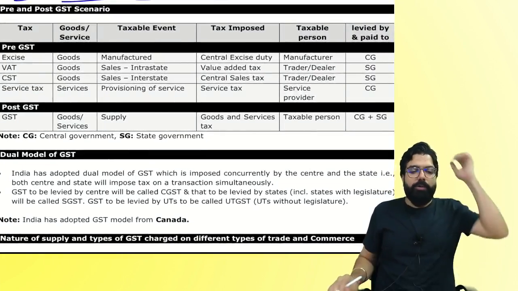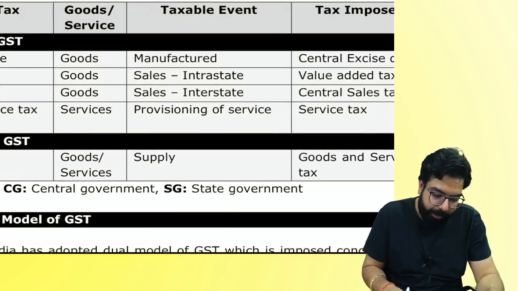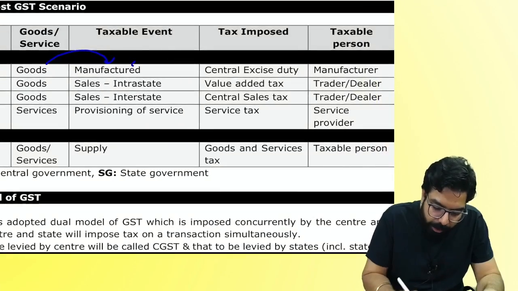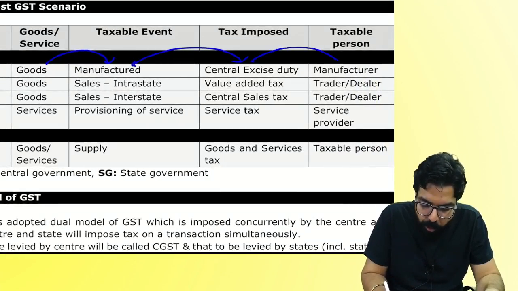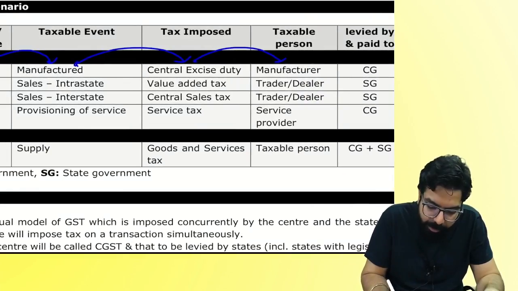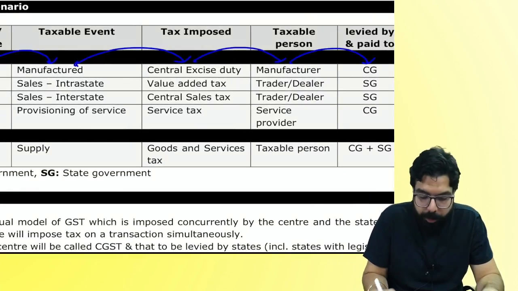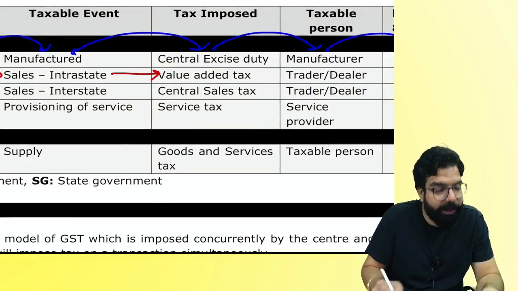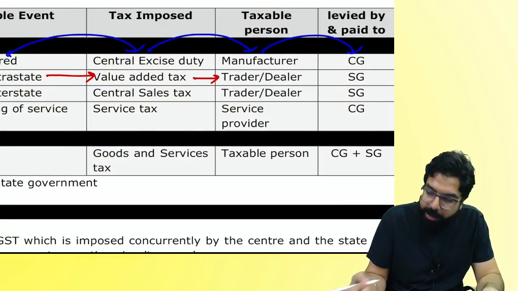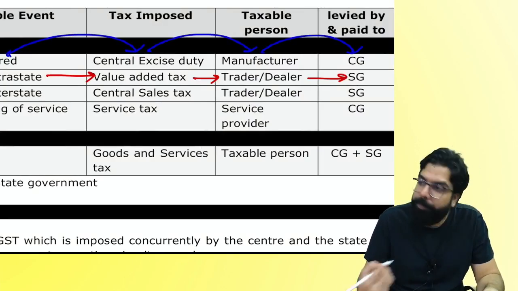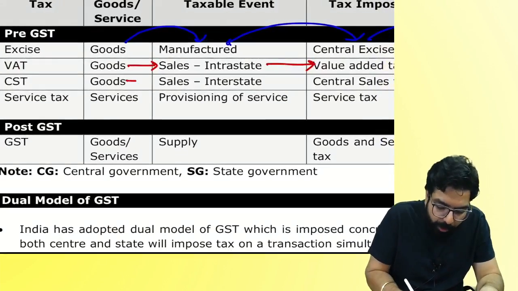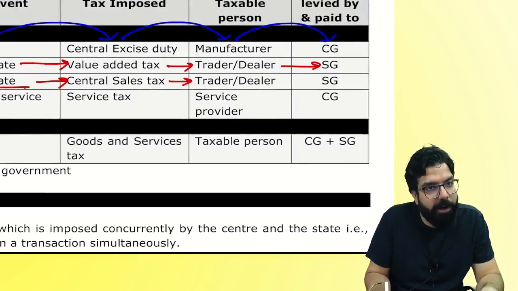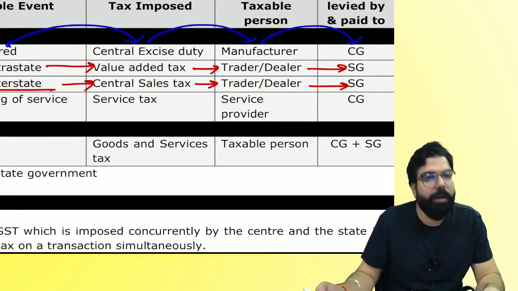See, earlier what used to happen is whenever goods used to be manufactured, by whom? Manufacturer. Central excise duty was charged by whom? Manufacturer. And he used to give it to the central government. Earlier, whenever goods were being sold intrastate, value added tax was there. It used to be charged by the trader or dealer. And it used to go to whom? State government. Goods were being sold interstate. What was charged? CST. By whom? Trader or dealer. And it used to go to the state government.